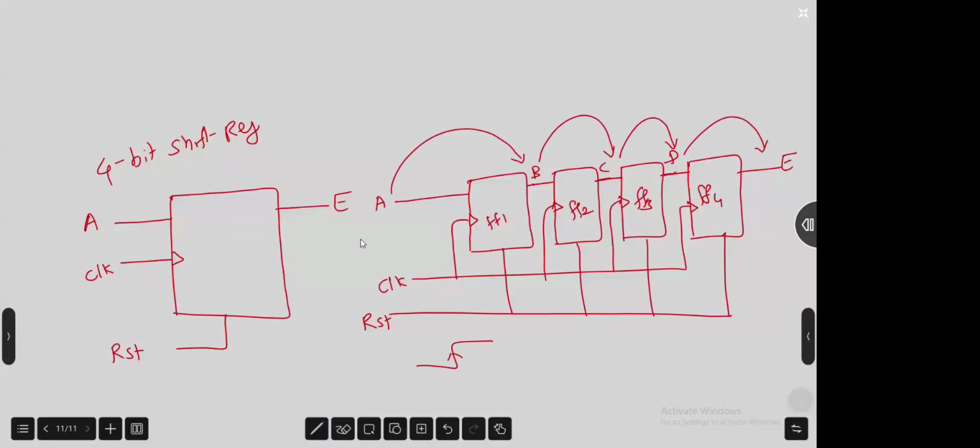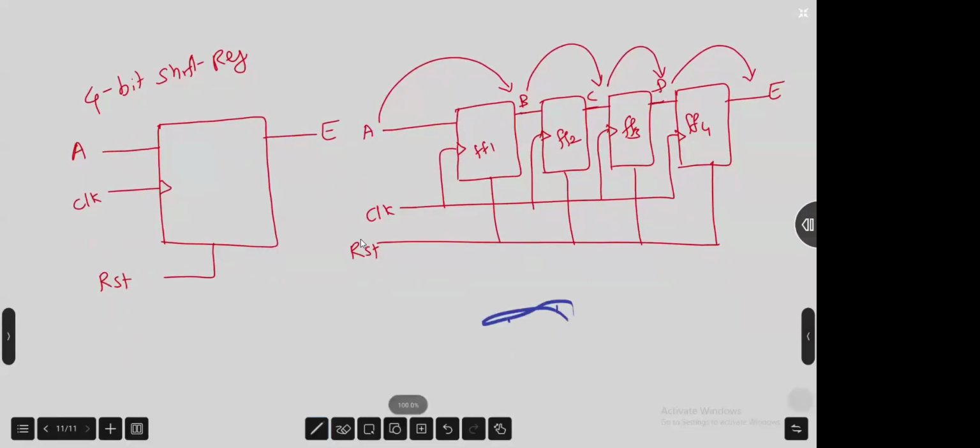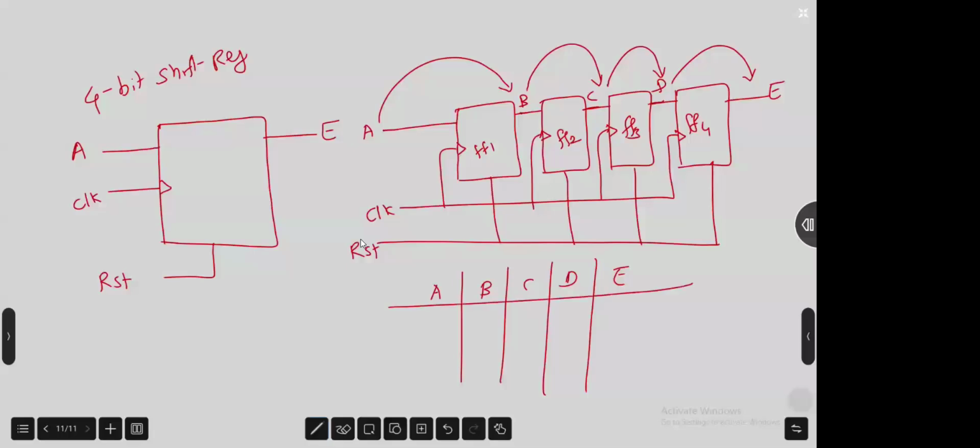Okay. So let us assume we just draw the table at rising edge. Okay, so this is my A, that is the input, then B, C, D, and E. These are the outputs of your each flip flop. So let us assume that initially my A is 1. So at first rising edge, what happened? All are reset, all the outputs are reset.